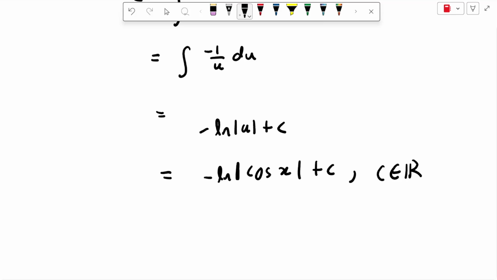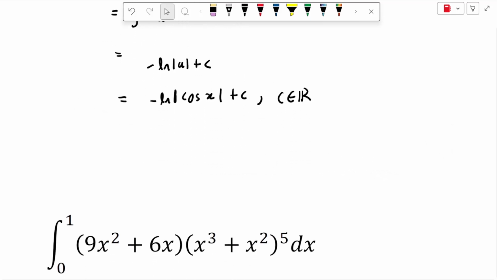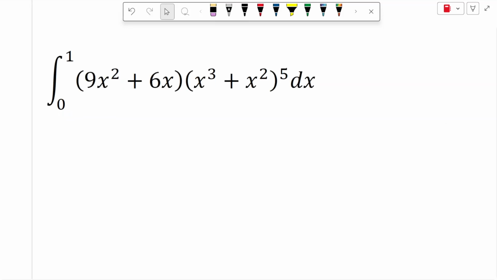I really encourage you to try and differentiate this and see if it does give you back tan. Hopefully it will. Okay, next we've got definite integrals.